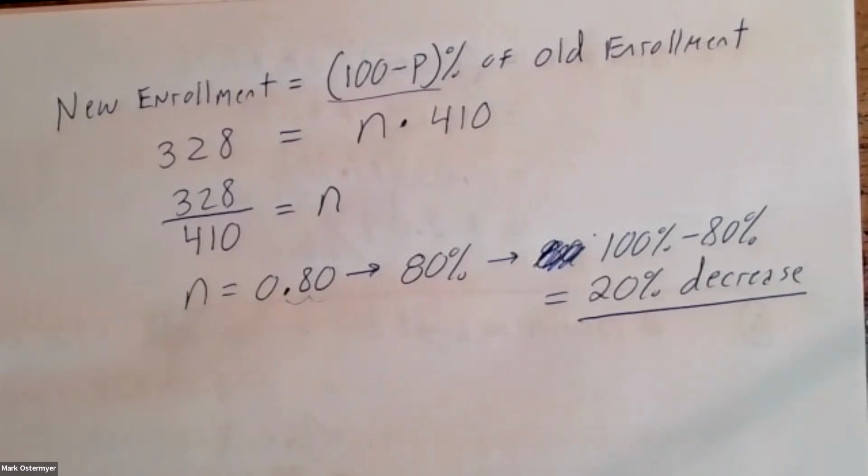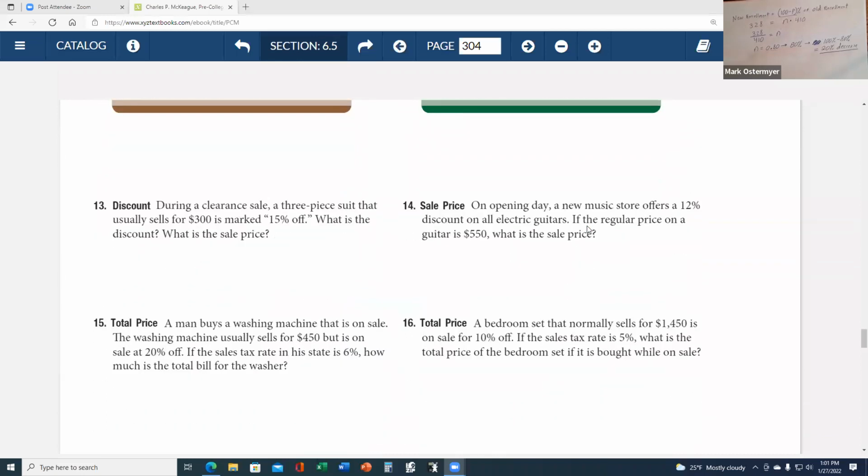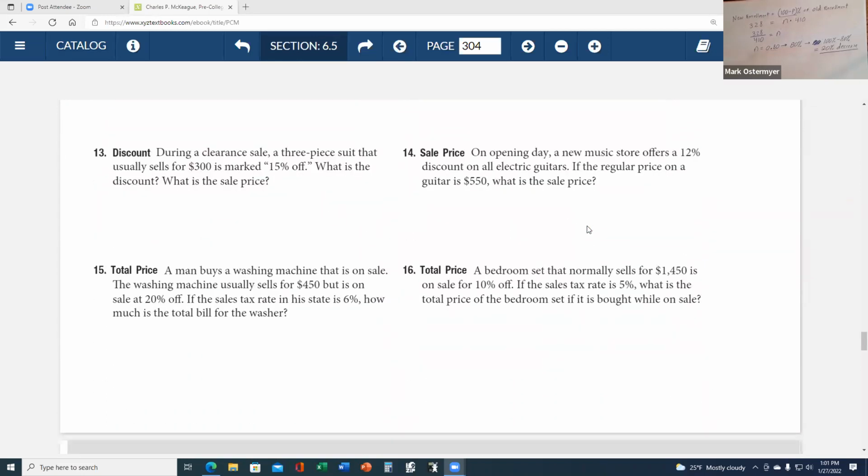What would be a 100% decrease in enrollment from 410? A 100% decrease would mean how many students after the decrease? 100% of 410 is 410, correct? That means if you had a 100% decrease from 410, you would have 0 students, correct? You lost everybody. That's not good. All right, so that's how we work on percent increase or decrease problems.